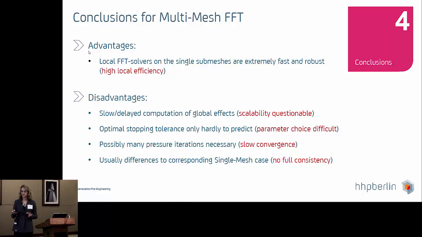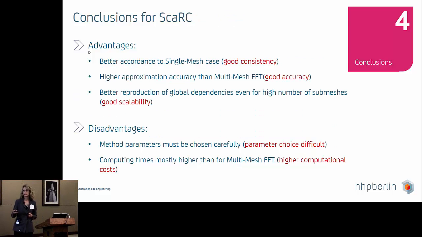And it's not easy to find optimal values for the velocity tolerance. And there may be many, many pressure iterations to reach a fine tolerance. And usually, there are differences to a corresponding single mesh case if it is available. In contrast to that, ScaRC really shows a better accordance to the single mesh case and a higher approximation accuracy. And especially, it has much better scalability properties with respect to higher numbers of subdomains.